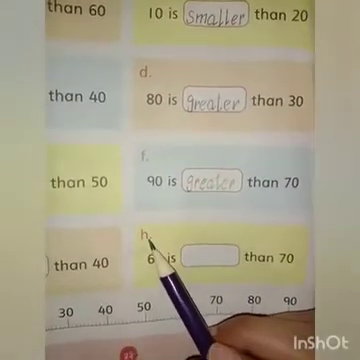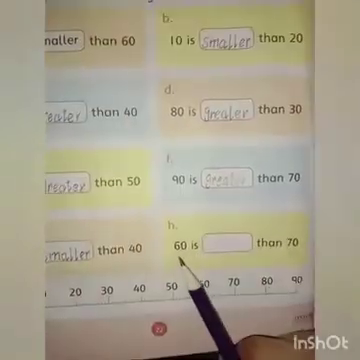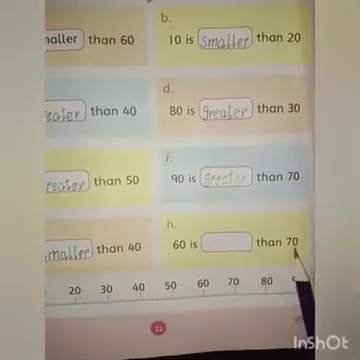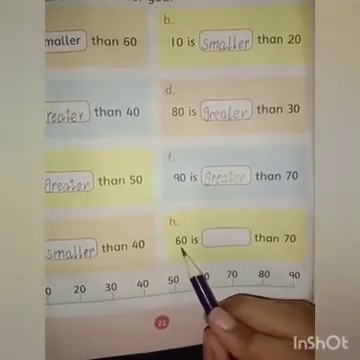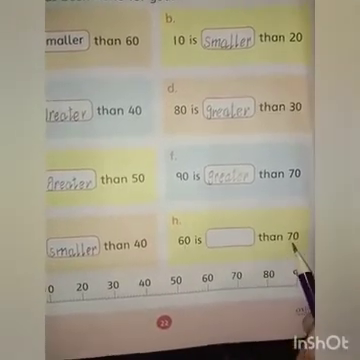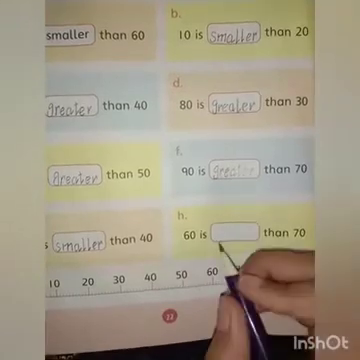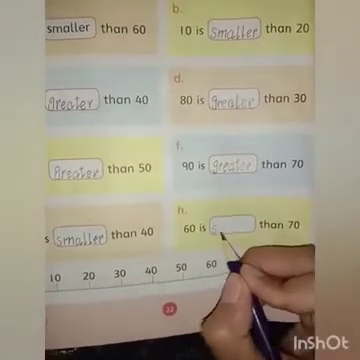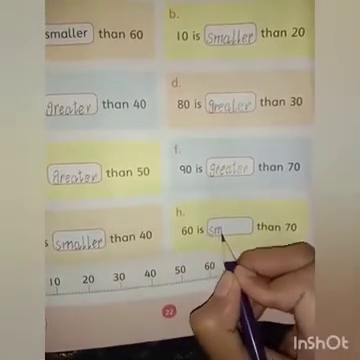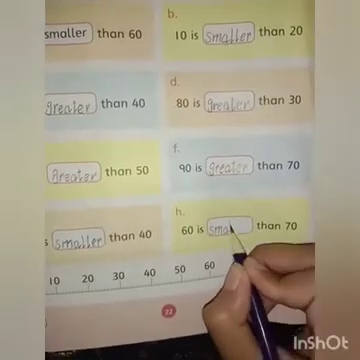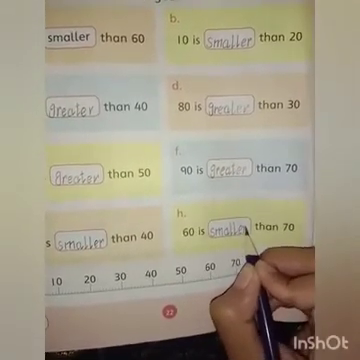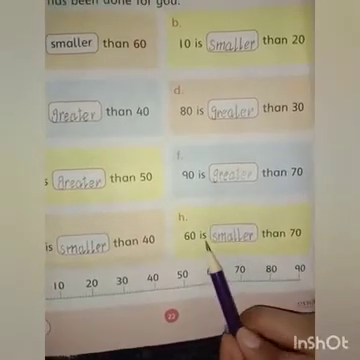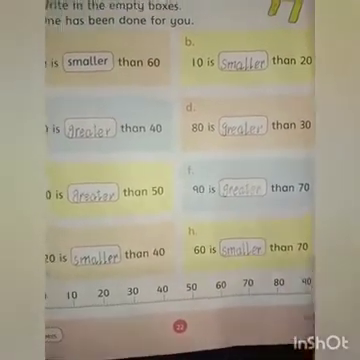Here we have point H. At point H, we have two numbers, 60 and 70. We are going to compare these two numbers. Students, 60 is smaller than 70. So we will write smaller in the box as S M A L L E R. Smaller. 60 is smaller than 70.